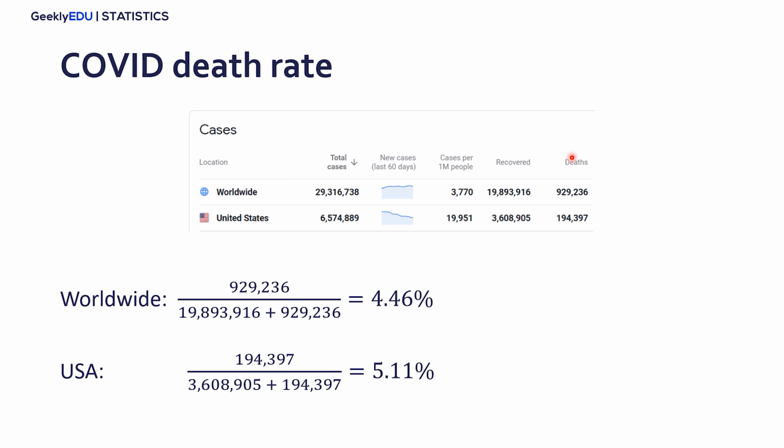To accurately calculate the death rate, we want to divide total deaths by the total number of people who stopped having coronavirus. In this case, recovered plus died. Here we have the two percentage rates for both worldwide and the USA.